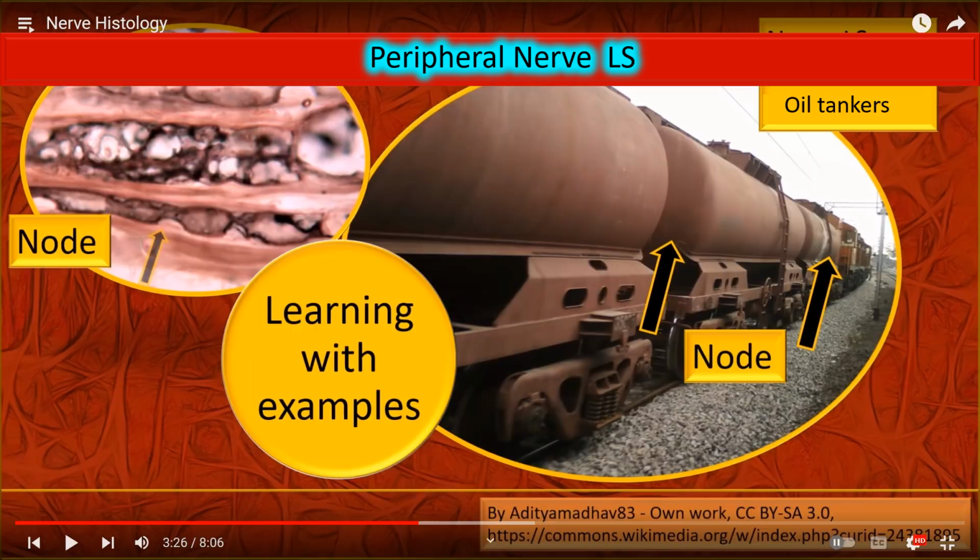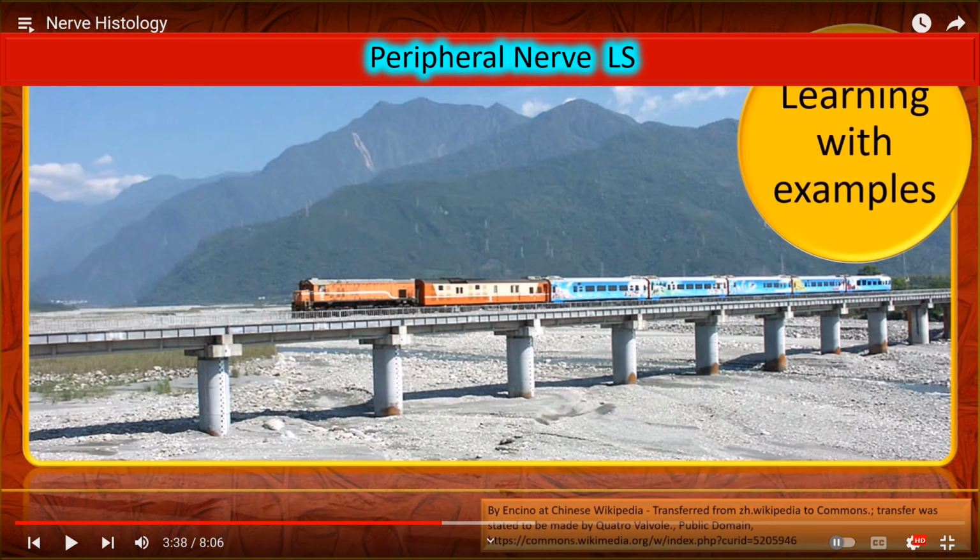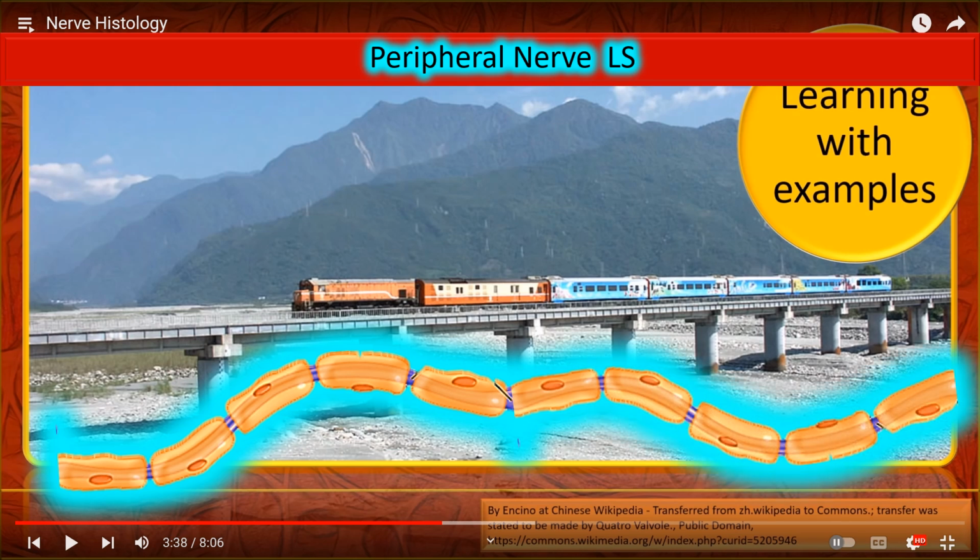Or you could even consider this as a railway train that's carrying the oil tankers. The node and the internodes are very well seen. The tanker itself is the internode, and the gap between two tankers can be considered as a good example of a node. Ultimately, the whole thing looks like a long train. You see, that's the example, and that's the way we will compare and remember.